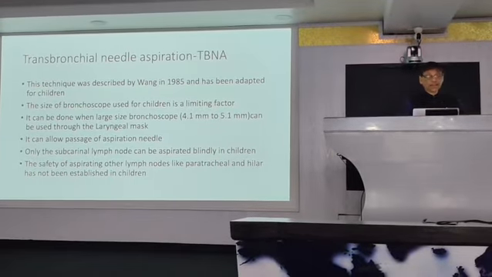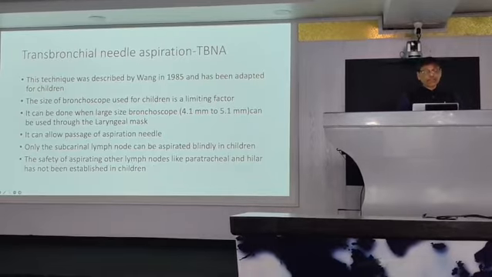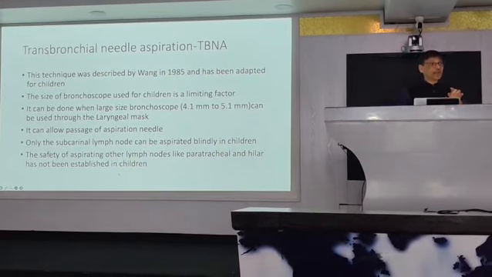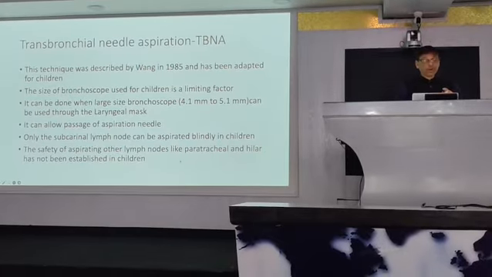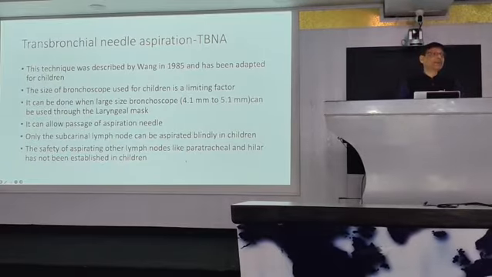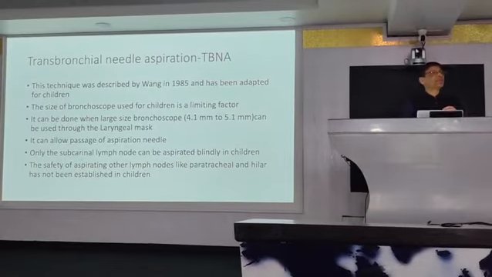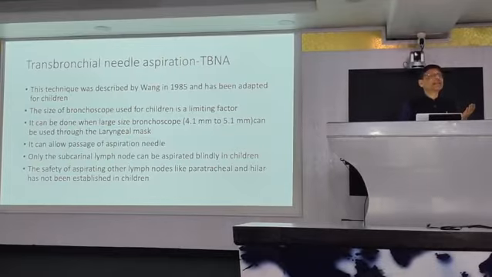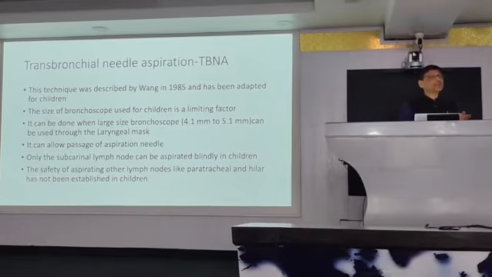That is another technique. The safety of aspirating other lymph nodes like paratracheal or hilar has not been established in children with this method. So if we need to take samples from these sites, we do EBUS. Again, the size of the bronchoscope is a limiting factor because pediatric size EBUS is not available. So we do it in older children, like 8, 10, 12 years. But for a child of 3 or 4 years, it is very difficult.